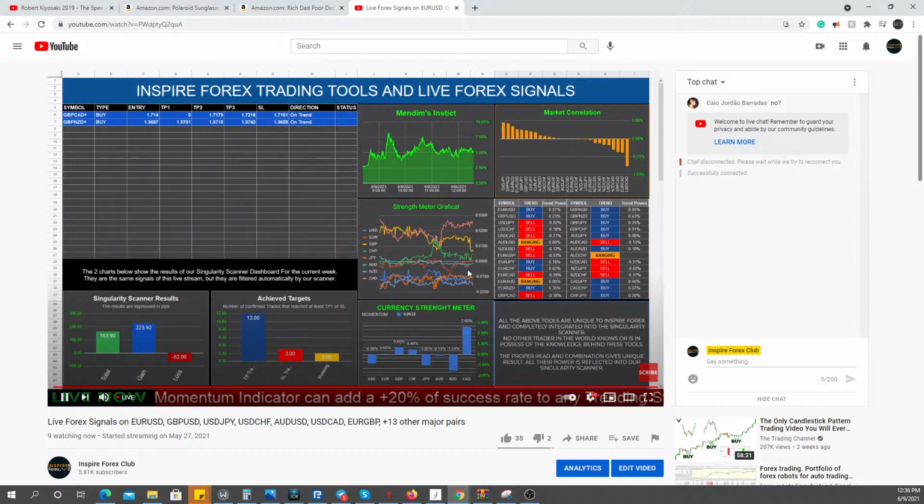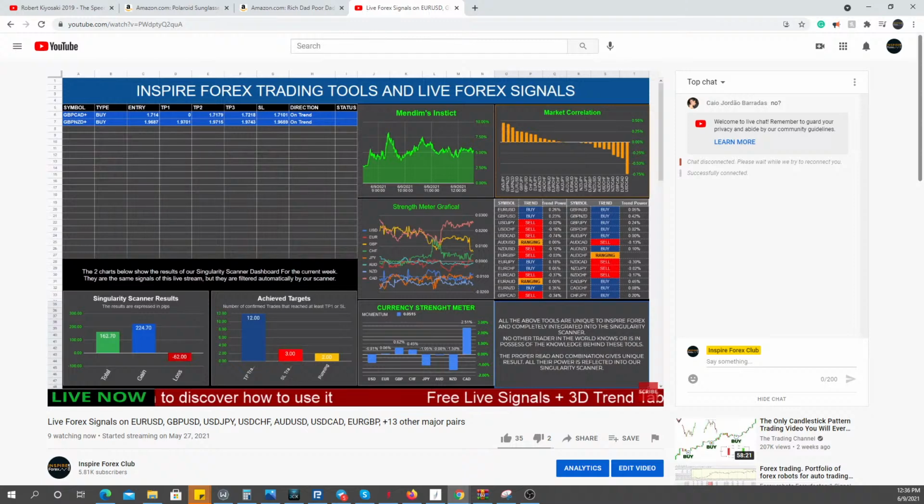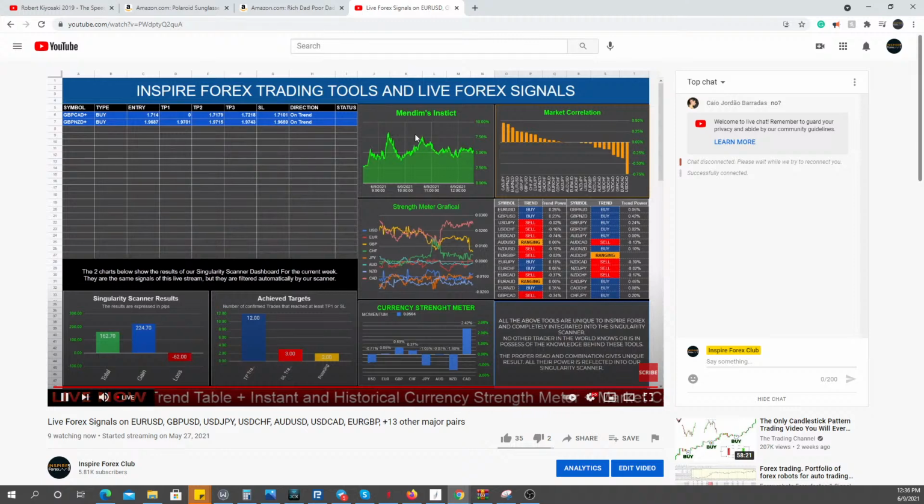So, the indicators that are here: there is this trend table, which shows the trend direction and the power of the trend. Then there is the market correlation. There is this Mending instinct, which is a custom indicator. Nobody in the whole world has this indicator. It is not based on technical indicators, nor on news, nor on anything. It is something that we created, and it is unique to us. And I'm going to explain how important this indicator is.